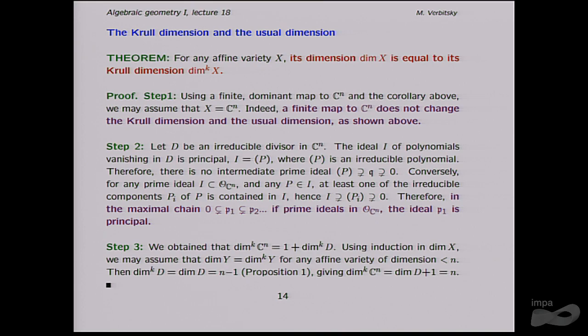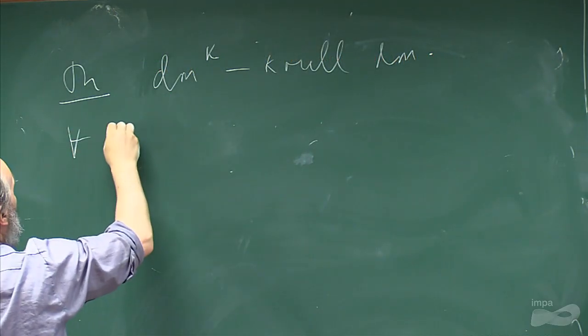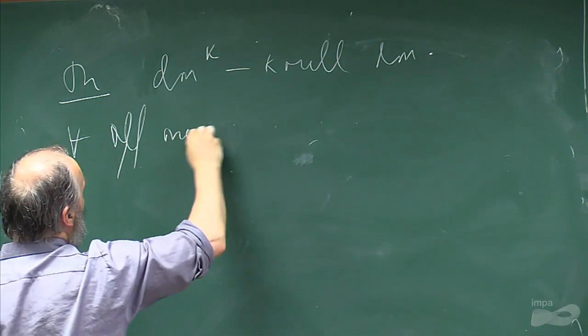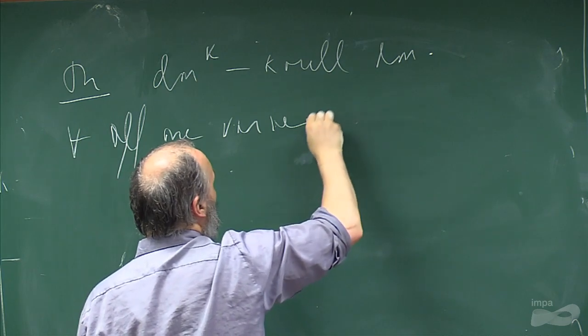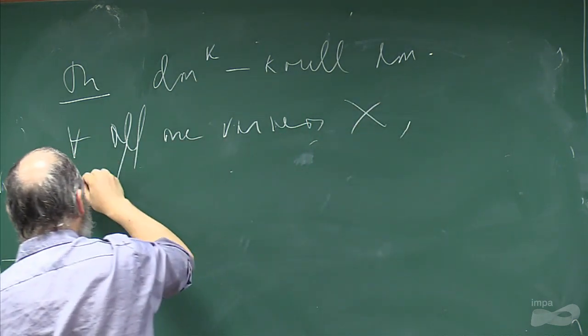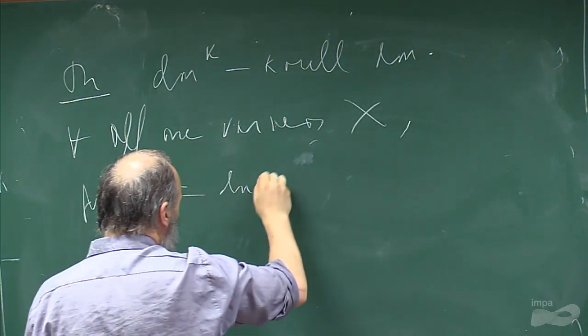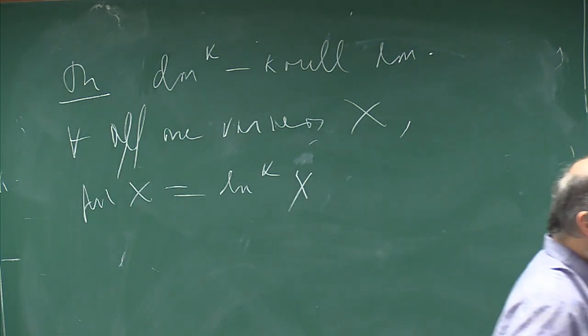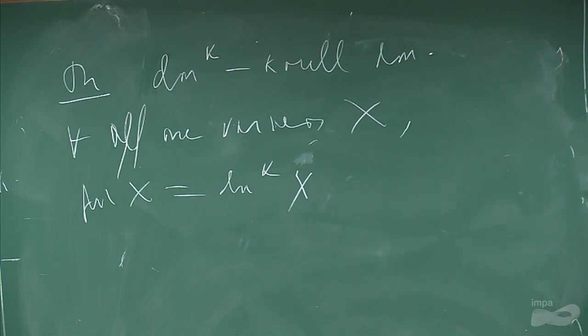So, theorem, Krull. Let's denote Krull dimension by dim_Krull. For each affine variety X, dim X is equal to dim_Krull of X. Okay, so the first observation is that both notions are invariant under projection.